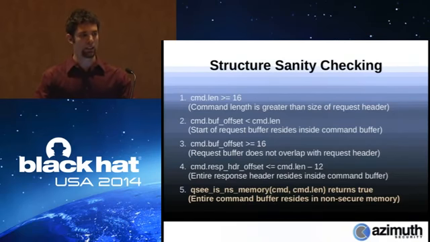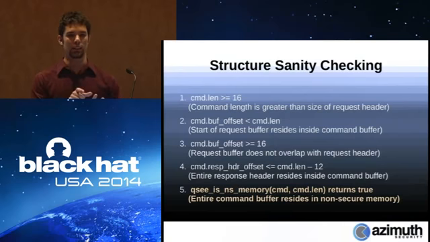The first of these is that the length of the command buffer is greater than or equal to 16, which is the size of the request header. Next, they confirm that the buffer offset, which is the offset from the beginning of the command buffer to the input buffer, resides somewhere inside the command buffer. All of these make sense so far. Next, they check that the buffer offset is greater than or equal to 16, which is the size of the request header, to guarantee that the input data doesn't overlap with the request header. Next, they confirm that the response header offset is less than or equal to the command length minus 12, where 12 is the size of the response header. So this is a check to actually guarantee that the response header fits inside the command buffer.